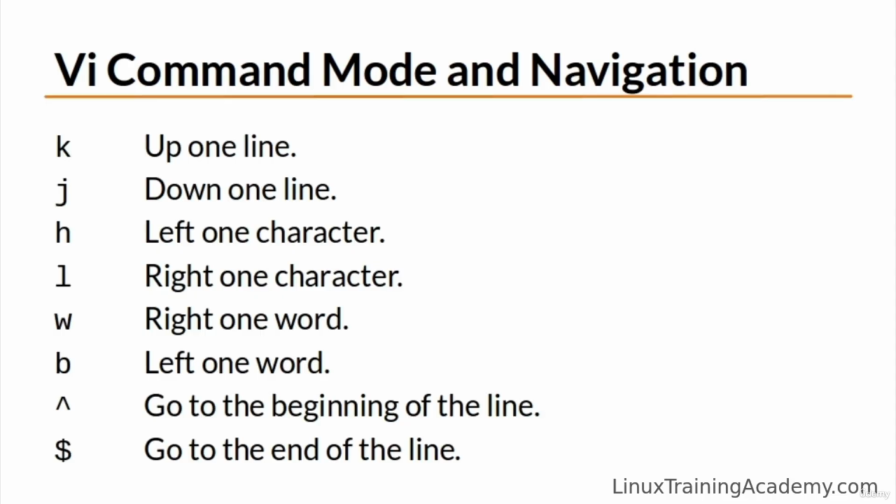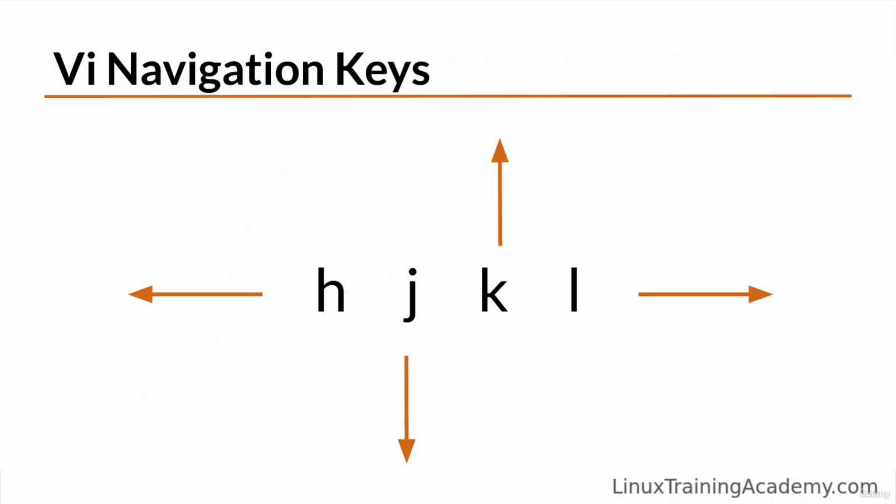Command mode allows you to navigate about the file, perform searches, delete text, copy text, and paste text. Here are some of the commonly used key bindings for navigation in command mode. K goes up one line, J down, H left, L right one character. To move right one word, W. B moves back one word or left one word. The caret symbol takes you to the beginning of the line, while the dollar symbol takes you to the end of the line.